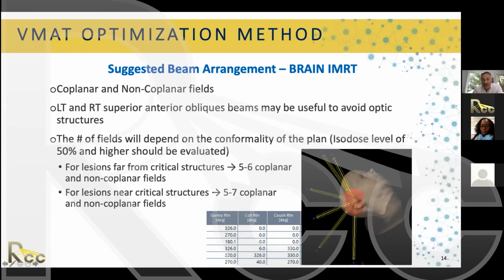This is, for example, a case that has 7 fields for a target that is on the right side. And you can see how all the beams are approaching from the right side. You might have that coming from the left, but it's superior, so it's okay. So we're trying to not enter through the contralateral side.